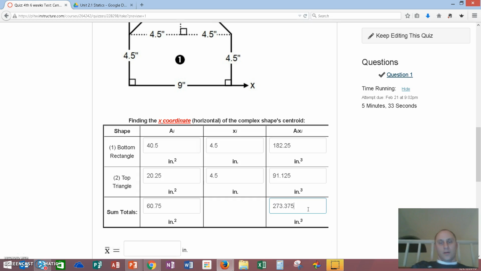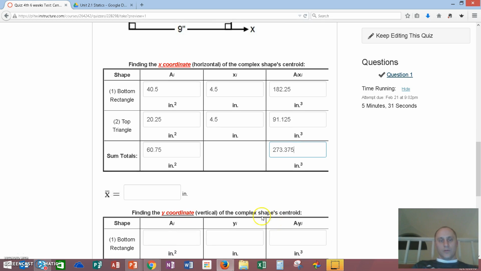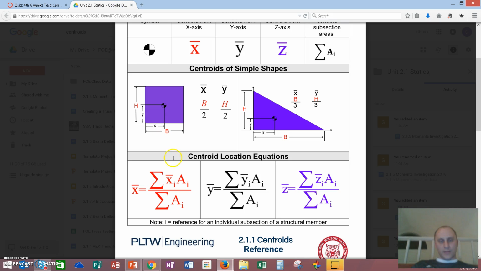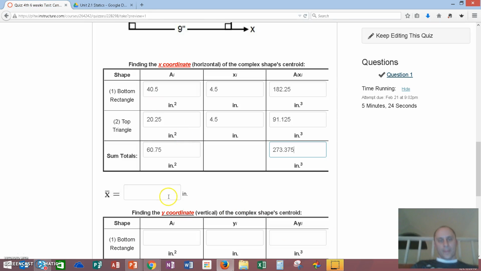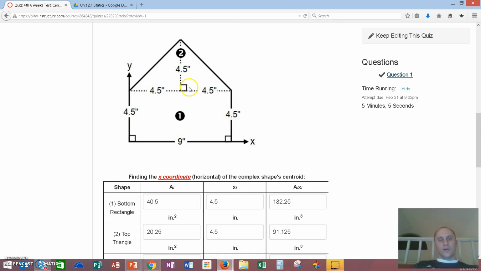273.375. Now we're left to do this simple math, which asks us right here to divide that sum by the sum of the areas. So we come back over and we take 273.375 and divide it by 60.75 to get our final answer for the x location of the centroid is 4.5 inches, as we might have been able to determine on our own.